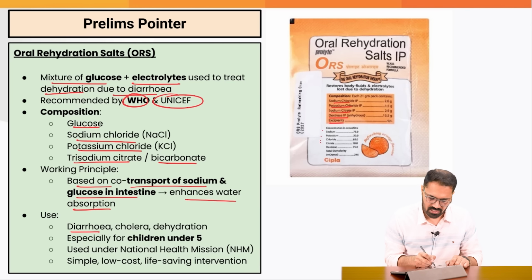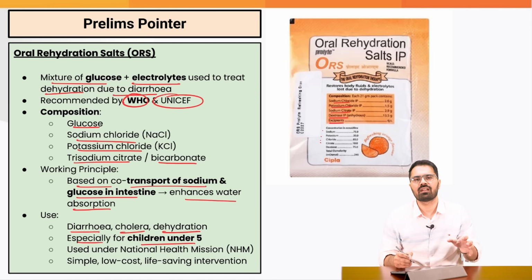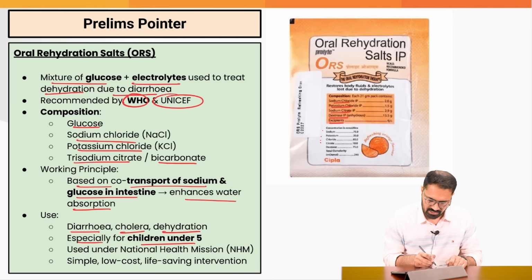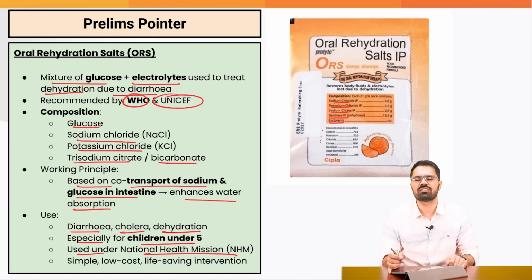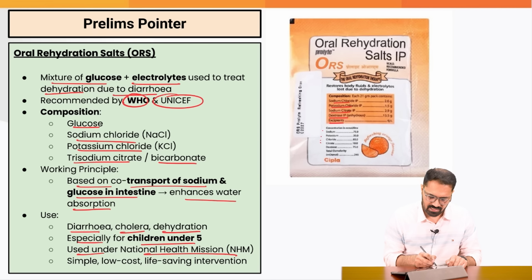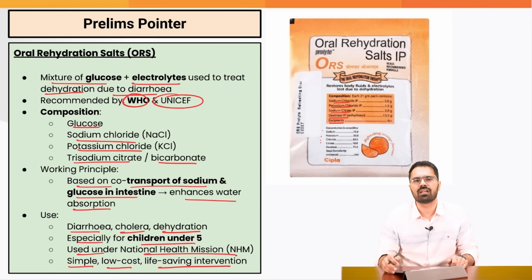How is it used? It is used in case of diarrhea, cholera, or dehydration. It is specially useful for children under the age of 5 years. It is used under the National Health Mission also. It is distributed through Anganwadis also. It is a simple, low-cost, and life-saving intervention.